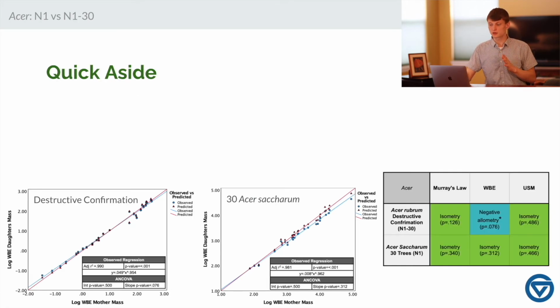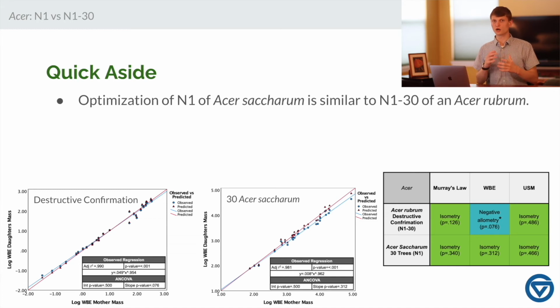And before I move on to ginkgo biloba, I want to have a quick aside and just bring up that the optimization for node 1 of Acer sacrum, what I just talked about, is really similar to nodes 1 through 30 of the destructive Acer rubrum, and this is kind of a comparison of opportunity. We didn't expect to make this comparison, but if you look here at this table on the right, Acer rubrum and Acer sacrum, they are optimizing very similarly.